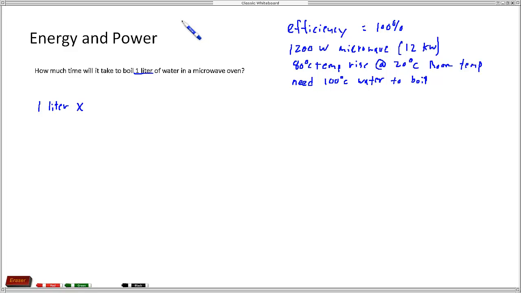Another thing that pulls this together is the calorie, because one calorie is equal to 1 degree C times 1 gram. It's the product of these two things. If you raise 1 gram of water 1 degree centigrade, it takes 1 calorie of energy to do that. Also, we can have 1 kilocalorie, which is equal to 1 degree C times 1 kilogram.